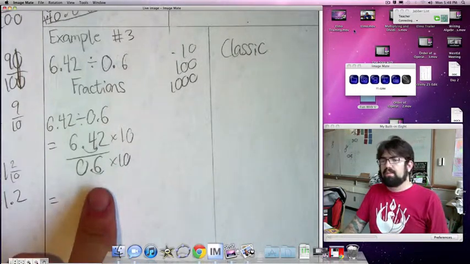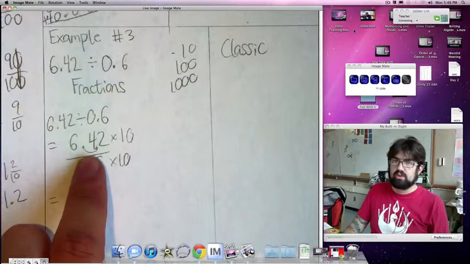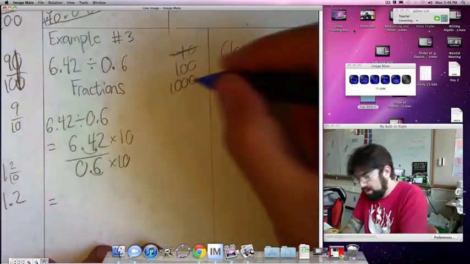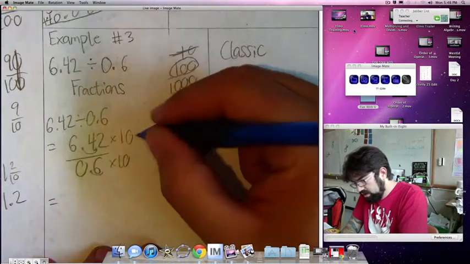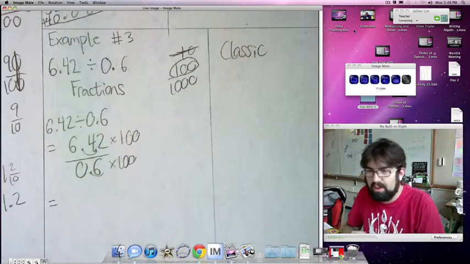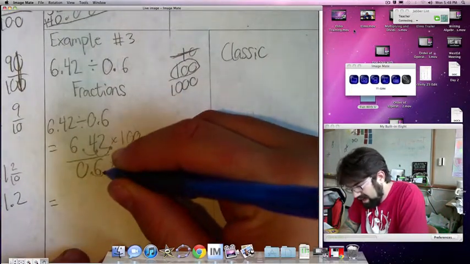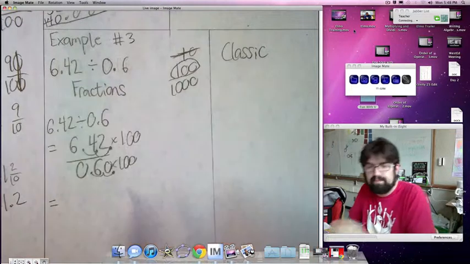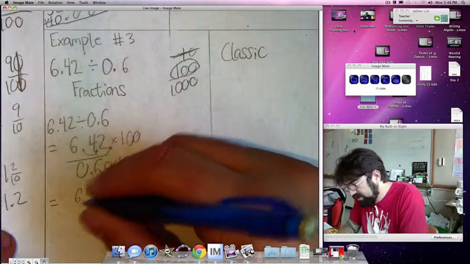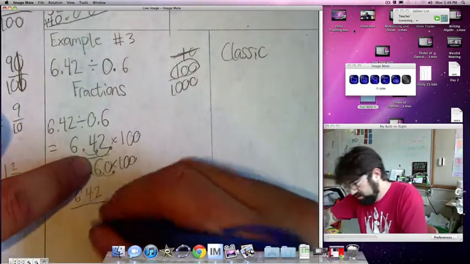Yeah, that's 6 now. But this is 64.2. It's not a whole number yet. So I don't want to use 10. I want to use 100. Notice I'm just adding zeros now. No new fancy number, I'm playing with it. I move the decimal one more time on top and on the bottom, which means I have to add a 0. So on top I get 642 divided by 60.